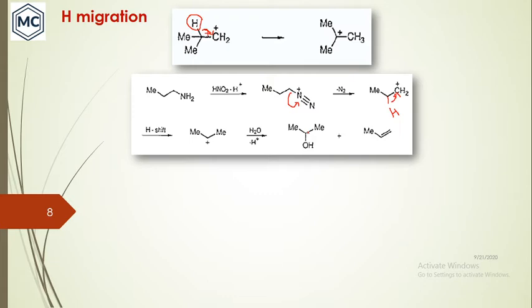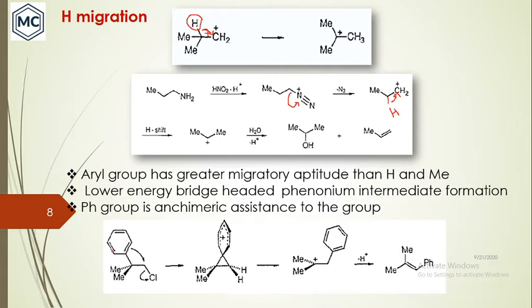And the third case is aryl migration. An aryl group has a greater migratory aptitude than hydrogen and methyl. Do you know why? Here in this particular example, two methyl groups are here, and instead of a hydrogen, again a phenyl group is here, and it forms a carbocation like this after the migration. But this carbocation was formed through an intermediate, and this intermediate is called the phenonium intermediate. This is the phenonium intermediate, and this intermediate is highly stable, having lower energy.